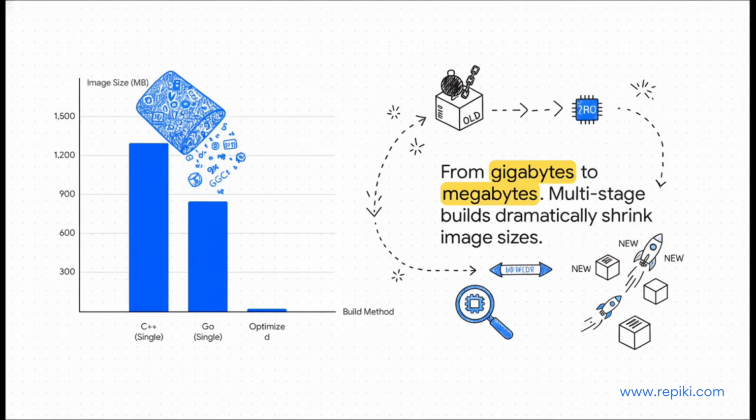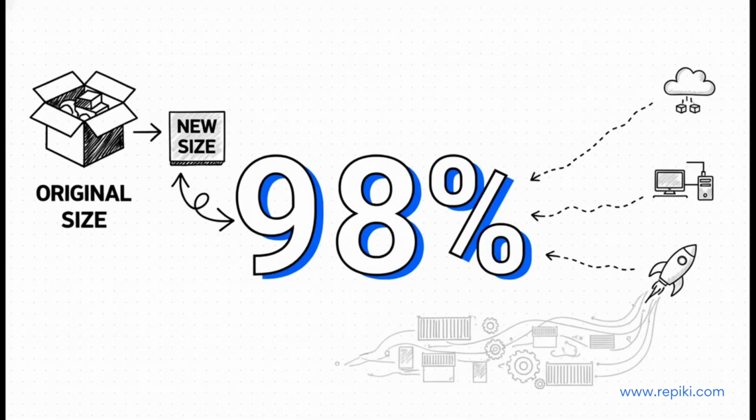No, that is not a typo. That is the power of this technique. We are talking about size reductions of over 90%, in some cases as high as 98%. Just stop and think about what that means for a second. It means faster deployments, lower cloud bills, and quicker scaling, all from making one simple change to your Dockerfile.